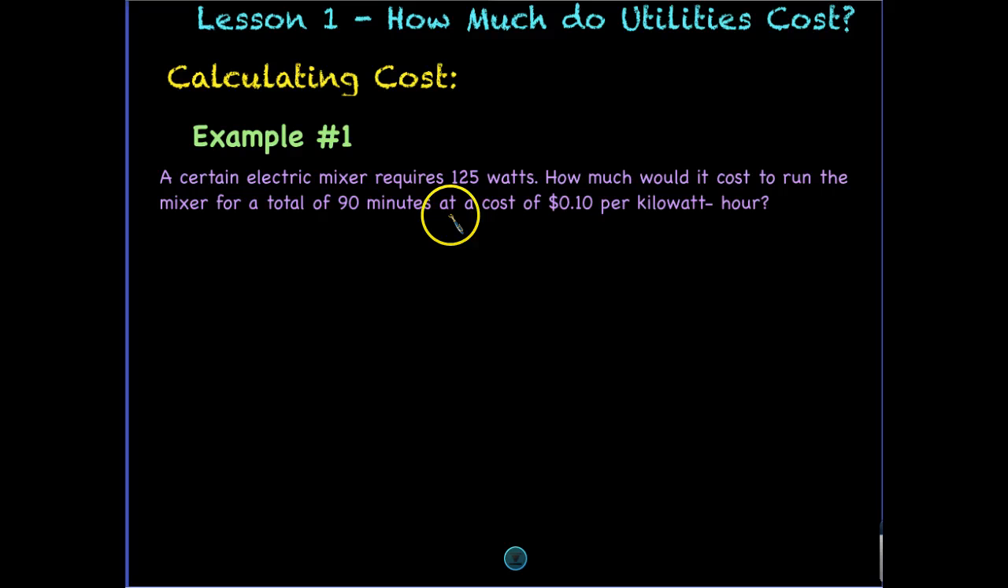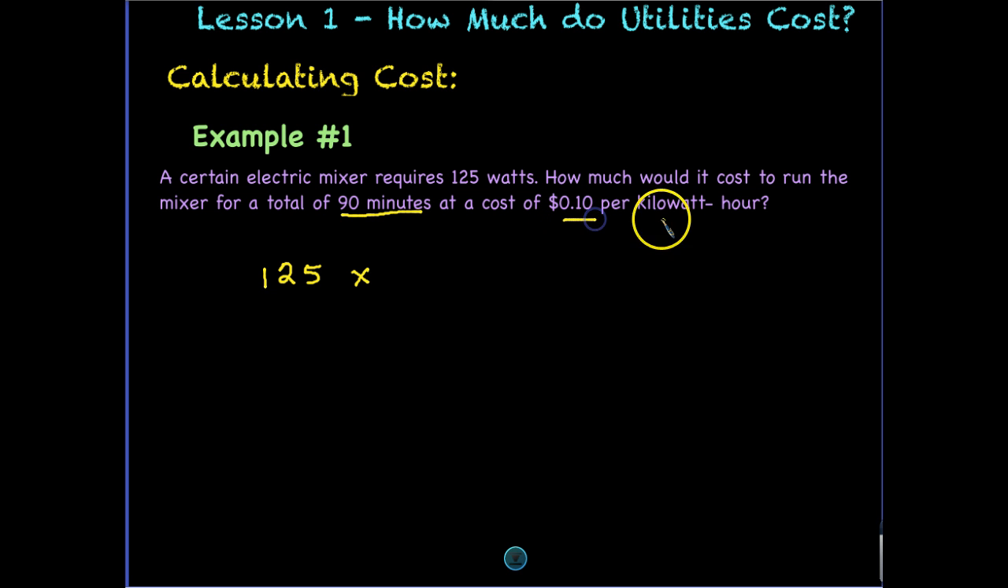It'll tell you what you pay per kilowatt hour if you look. And if you're trying to figure out how many watts some of your electrical appliances use, say for example your hair dryer, oftentimes you can find it on the power cord. In this case, we have an electric mixer. It uses 125 watts. So we take 125 watts times, remember our time, however long we run it. We ran it for 90 minutes, but look at what we're looking at here.